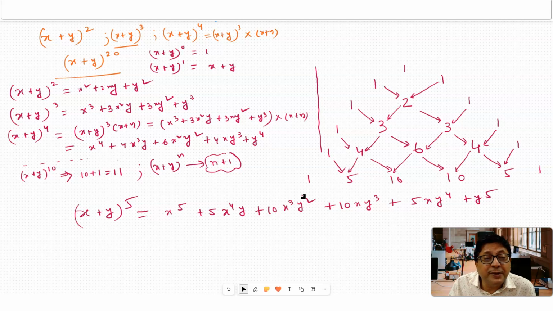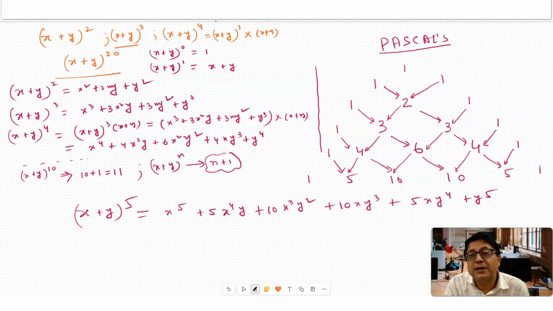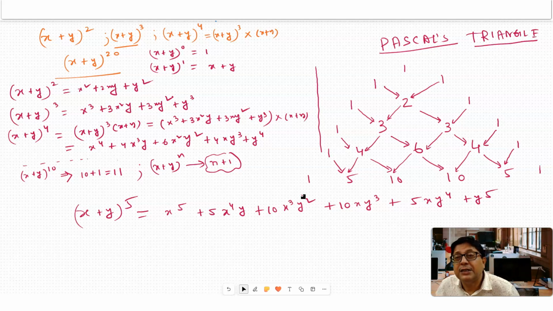You just use a little bit of inside, multiplying this expression, this equation both sides by x plus y, and then collecting similar terms, you will get the expansion of x plus y to the power 5. And this triangle was invented by Blaise Pascal. That's why it is called Pascal's triangle. The utility of Pascal's triangle is you can write the coefficients of the binomial at any stage if you add the terms in the previous row.